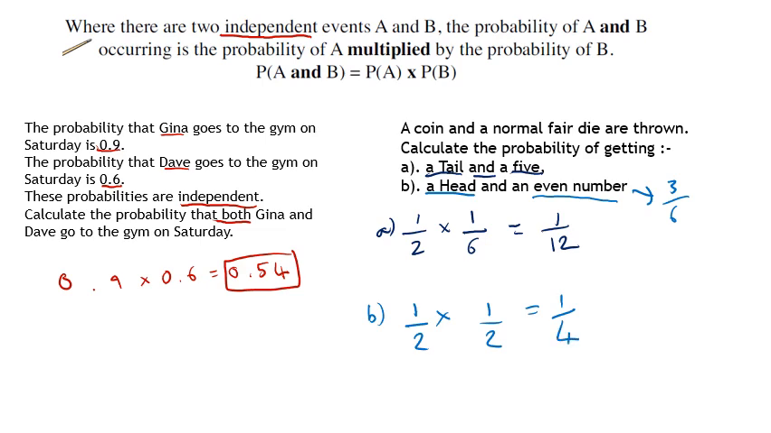And that's it. That's all you need to know about independent events and working out the probability of them both happening. With that in mind, please have a go at task 2 now.